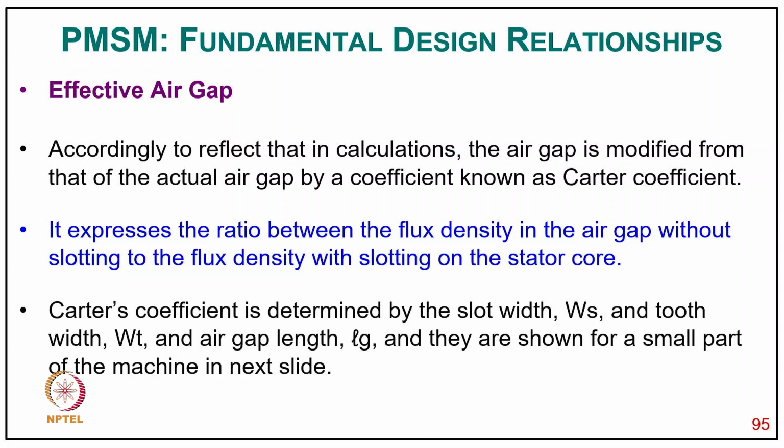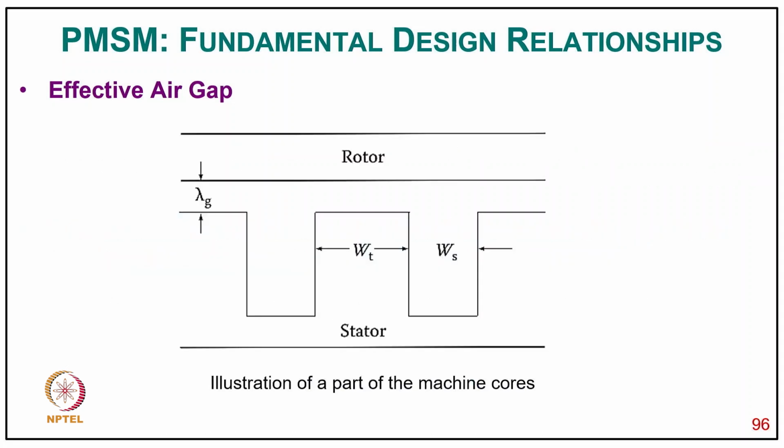To reflect that in calculation, the air gap is modified from that of the actual air gap by a coefficient known as the Carter coefficient. It expresses the ratio between the flux density in the air gap without slotting to the flux density with slotting on the stator core. The Carter coefficient is determined by the slot width Ws, the tooth width Wt and the air gap length Lg, and they are shown for a small part of the machine in the next slide. As you can see here, the rotor is smooth, but on the stator you have the length of the air gap, the width of the stator slot and the width of the teeth, and the width of the slot Ws, as an illustration of part of the core.